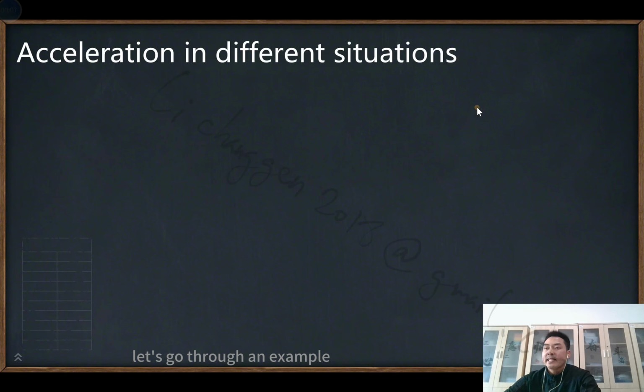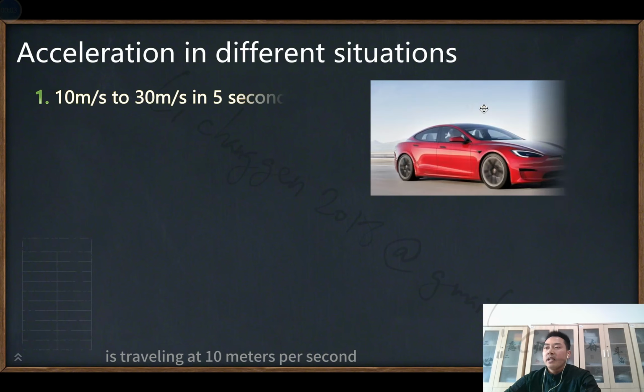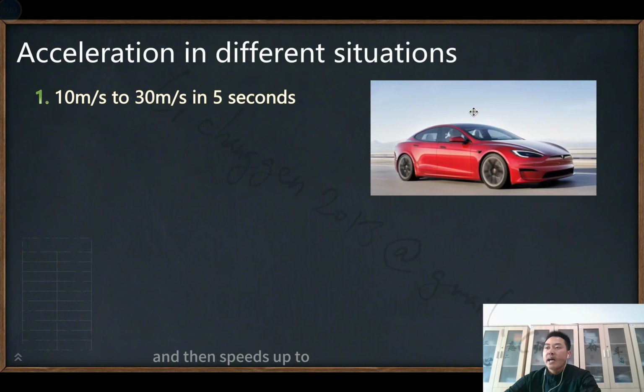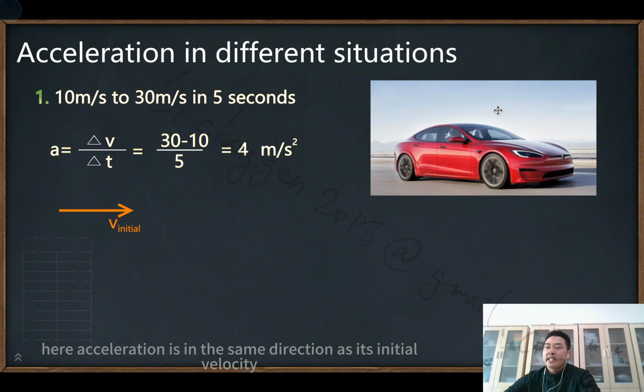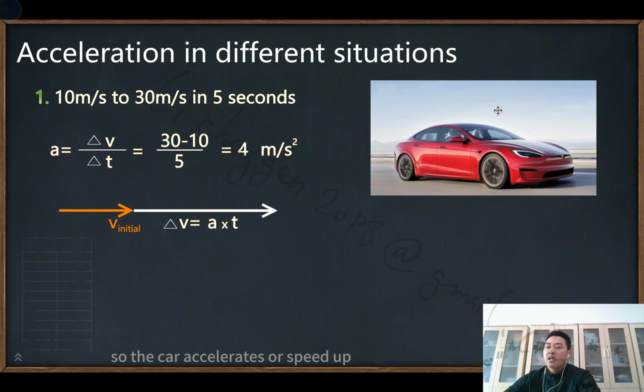Let's go through an example. Suppose a car is traveling at 10 meters per second and then speeds up to 30 meters per second in 5 seconds. What is its acceleration? We use delta v over delta t, and that's 30 minus 10 over 5. So the car's acceleration is 4 meters per second squared. Here, acceleration is in the same direction as its initial velocity, so the car accelerates, or speeds up.